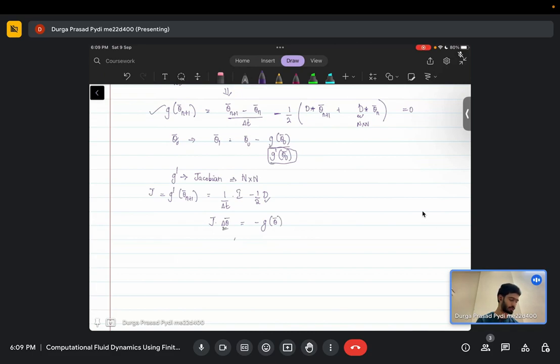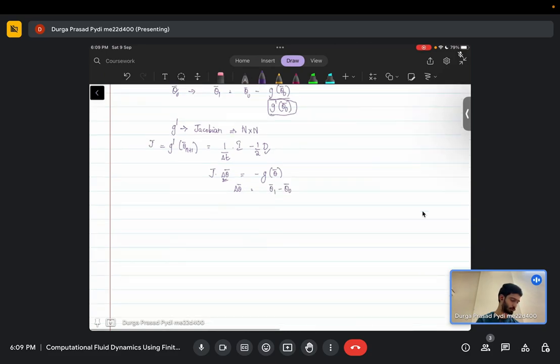Delta theta bar is essentially 1 minus 0. So once you get this, this equation here is again of the form Ax equal to b. So this is a linear equation. If you see here, what does J have? J is essentially 1 by delta t times I minus half times D.